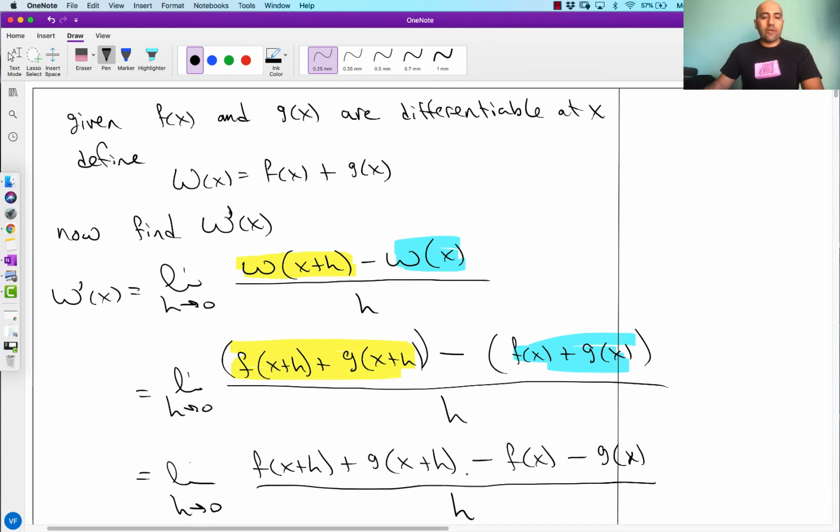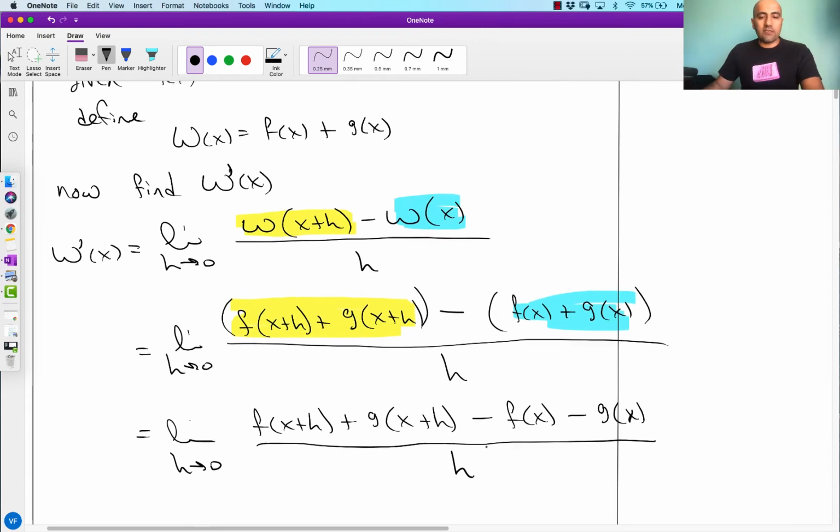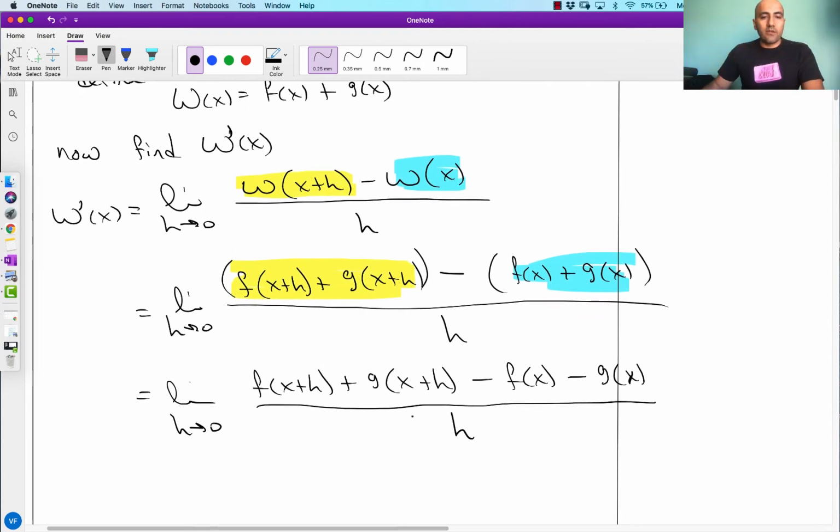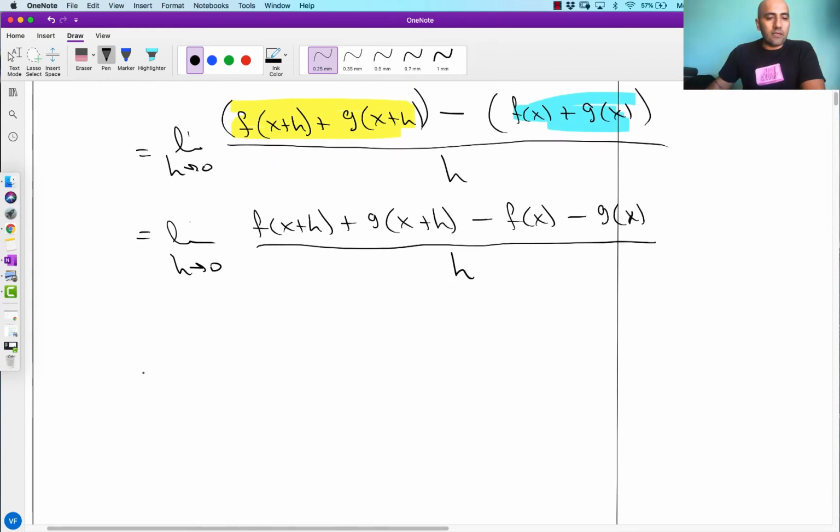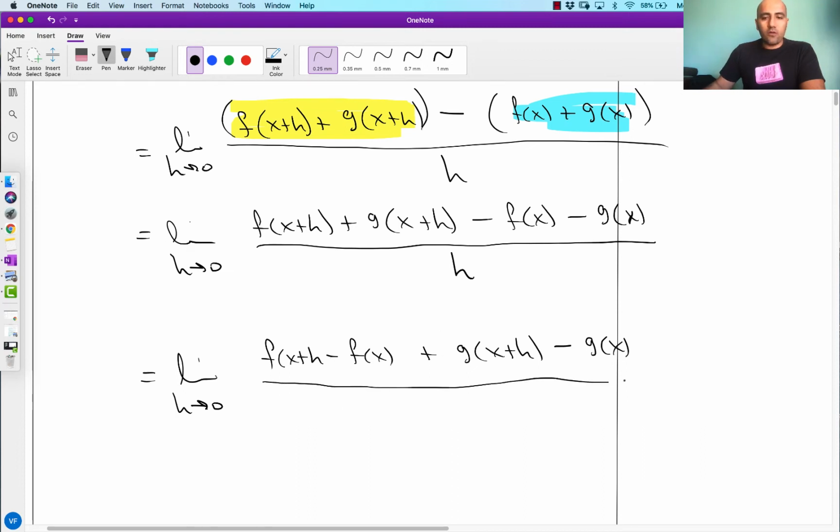And we know that we can move around the order of these things as long as we keep track of the sign. So we can make this equal to the limit as h approaches 0 of f of x plus h minus f of x plus g of x plus h minus g of x, right? So all I did is swap around the order here, keeping track of the sign. All of that still stays all over the h.